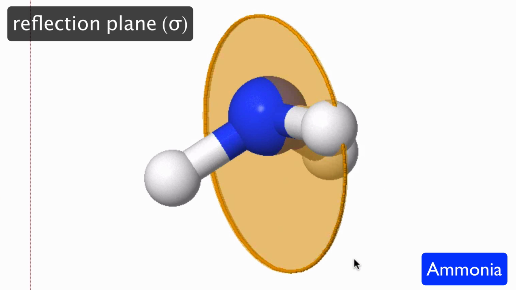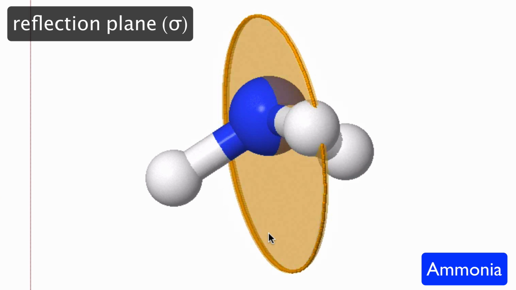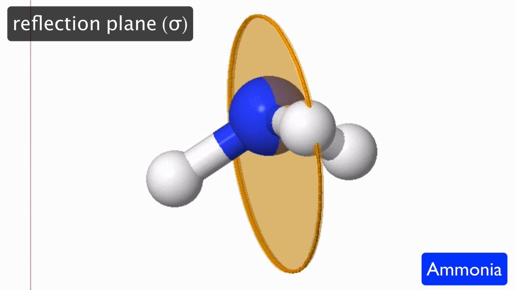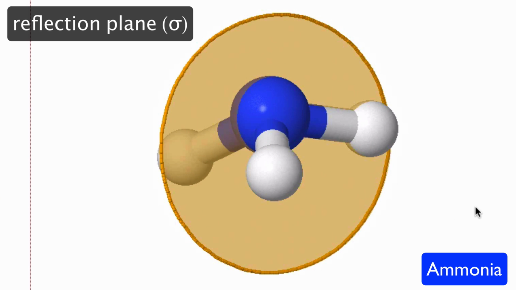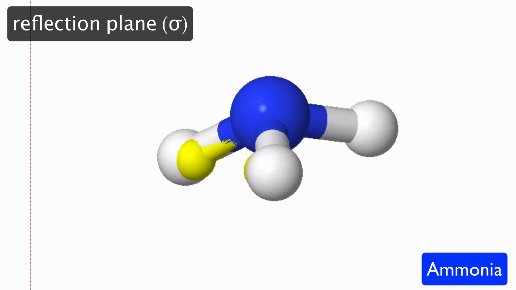I can reflect through that, and I'm just going to turn slightly to about there. If I reflect through that plane, there. Let's see if I can do that again from here. I'll reflect through that plane. There we go. You see, this one at the front, this one at the back, they swap positions, but the end result is that the molecule looks exactly the same as when we started.